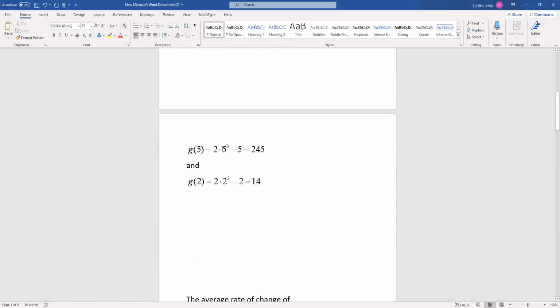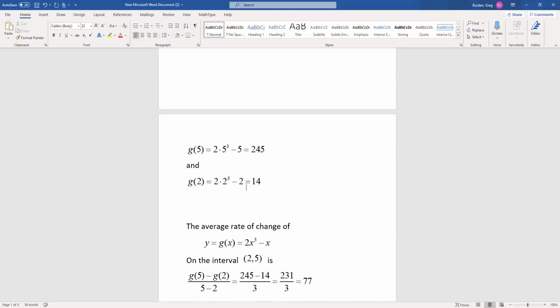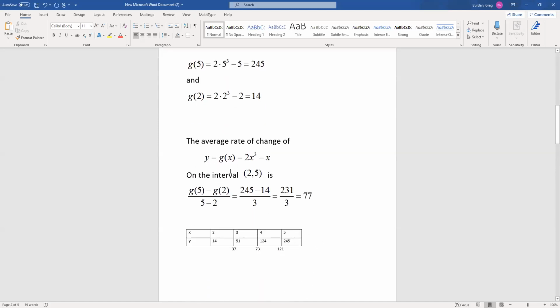G of 5 is 2 times the cube of 5 minus 5. 5 cubed is 125. 2 times that is 250. Subtract 5, you get 245. G of 2 in a similar way turns out to be 14. 2 cubed is 8. 2 times that is 16. Subtract 2, we get 14. The average rate of change is the difference of the y values, 245 minus 14, divided by the corresponding difference of the x values.